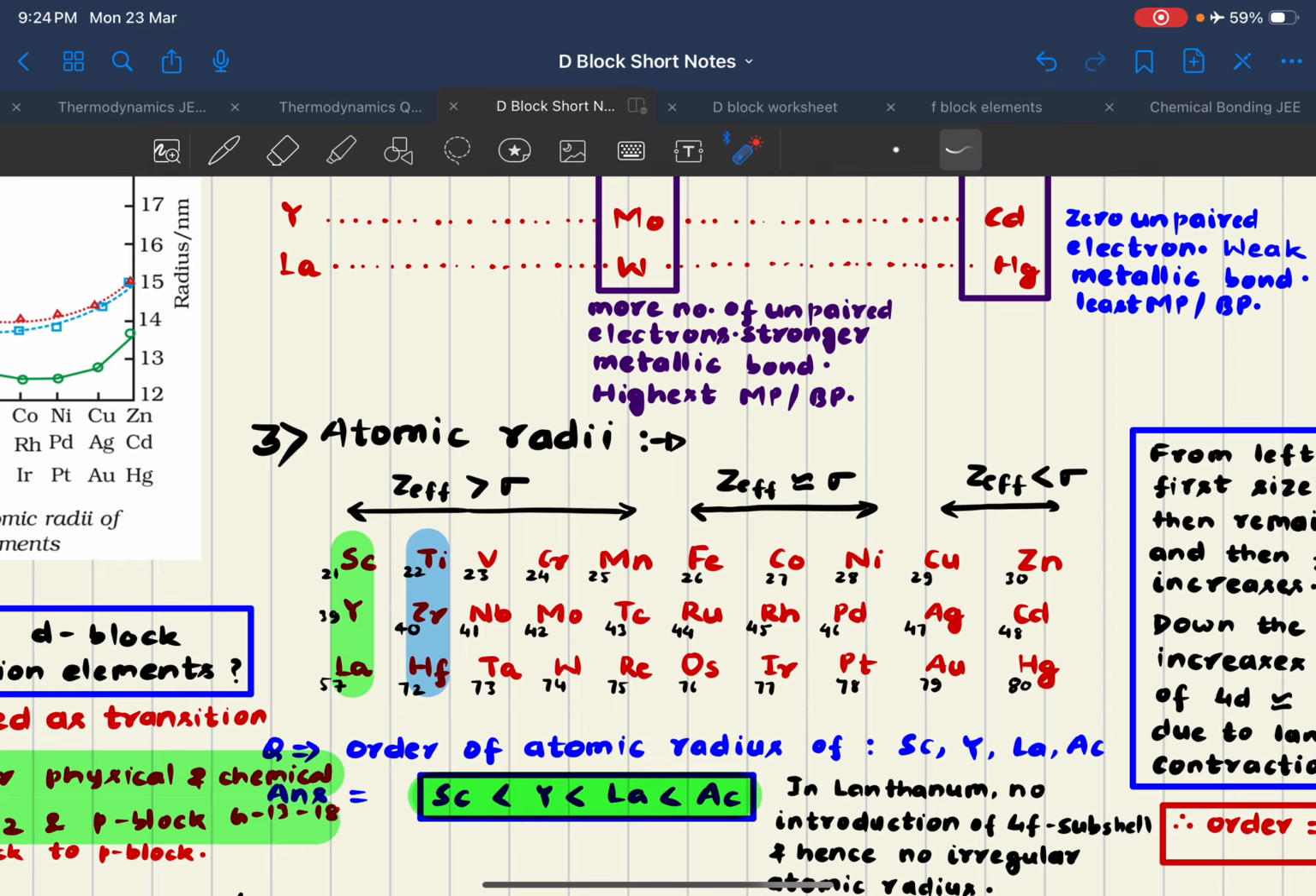But then when you fill copper and zinc, you are filling up 3d10, means d orbitals are completely paired up. The electron repulsion and the screening effect factor dominates over the effective nuclear charge, and that's why the size further increases. So initially the size will decrease, then the size will remain constant, and then further it will increase. We have already discussed such thing in the periodic table.